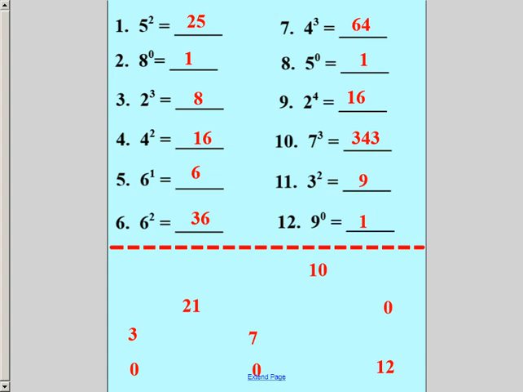Now we've gotten a pretty good overview of exponents, and we should be ready next to start looking at how we can use them in problems.